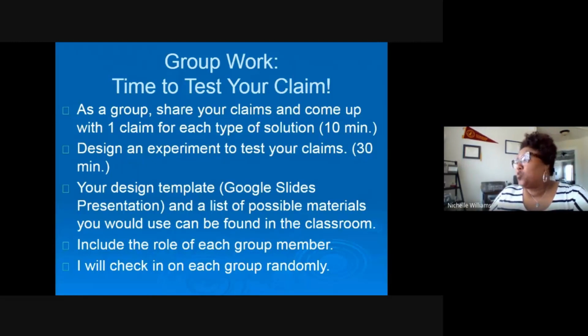Decide who has the best one, or combination of yours, and come up with one claim for each type of solution. So you gave a claim for hypotonic and hypertonic, but you also have to do a claim for isotonic. Now, it can be the same as the claim that I gave, or you may have a different one, but you have to have one claim for your group for each of the 3 types of solutions. What will happen to the cell, and explaining which way the water will move.